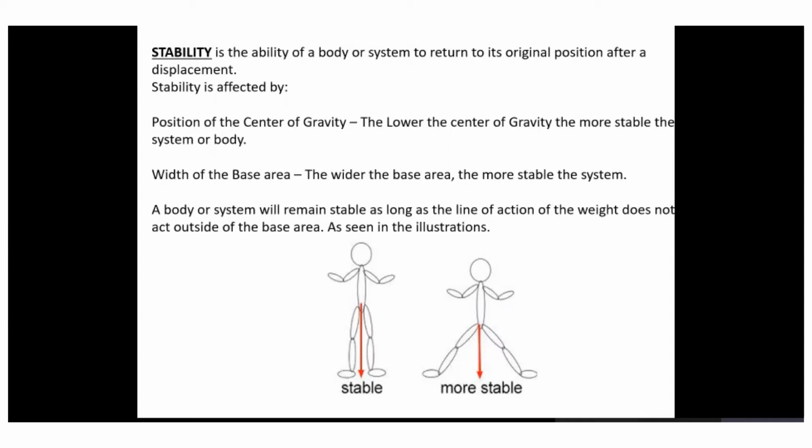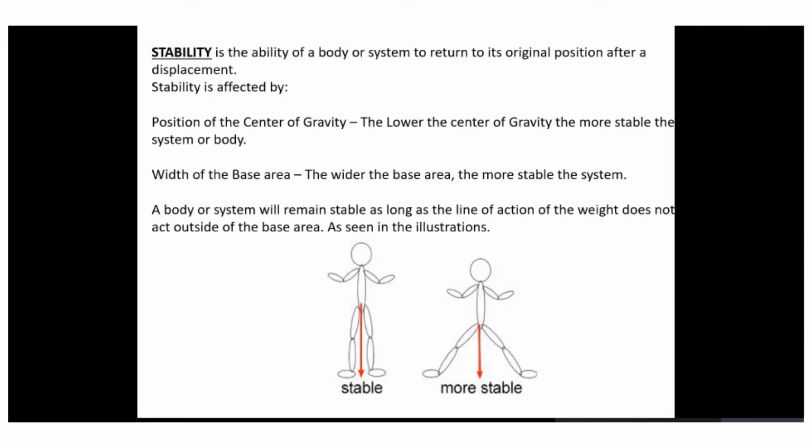A body or a system is going to remain stable as long as the line of action of the weight does not act outside of the base area. Okay, and the line of action is just an imaginary line that's drawn from the center of gravity straight down.